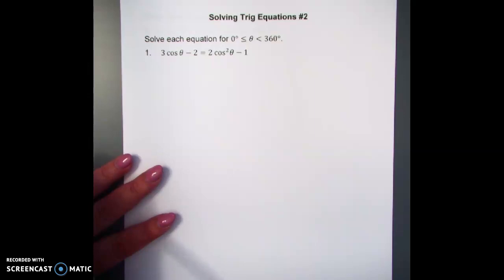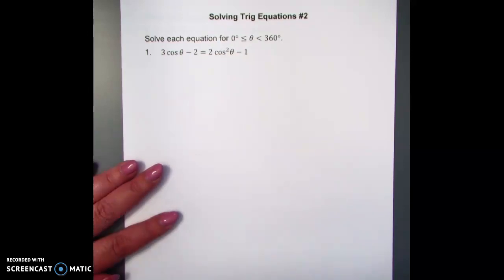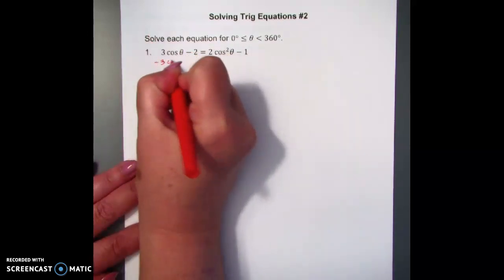So let's go ahead and get started with solving trig equations number 2. So we're actually going to be factoring in order to solve these. And so the first thing you want to do is make sure that you have your equation in the same trig function. So in this case, both of them are cosine, so we're good for right now. And so then you want to get everything onto the same side. So I'm going to go ahead and subtract 3 cosine theta from both sides.